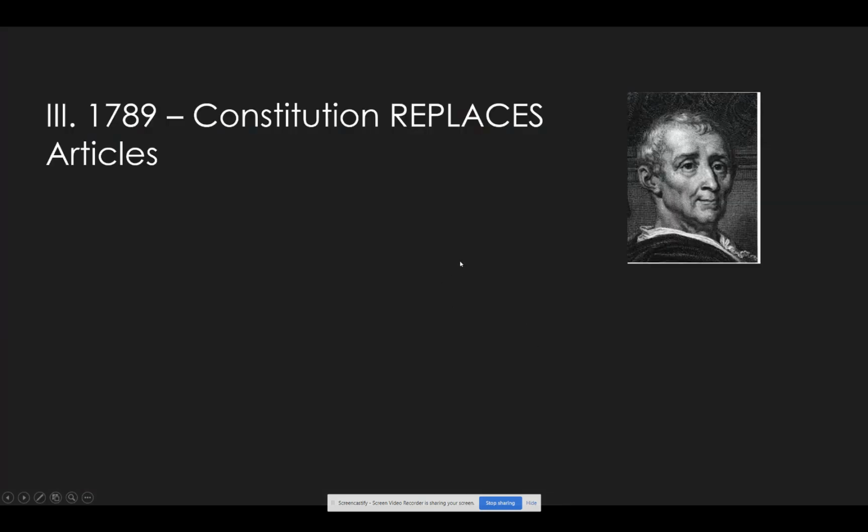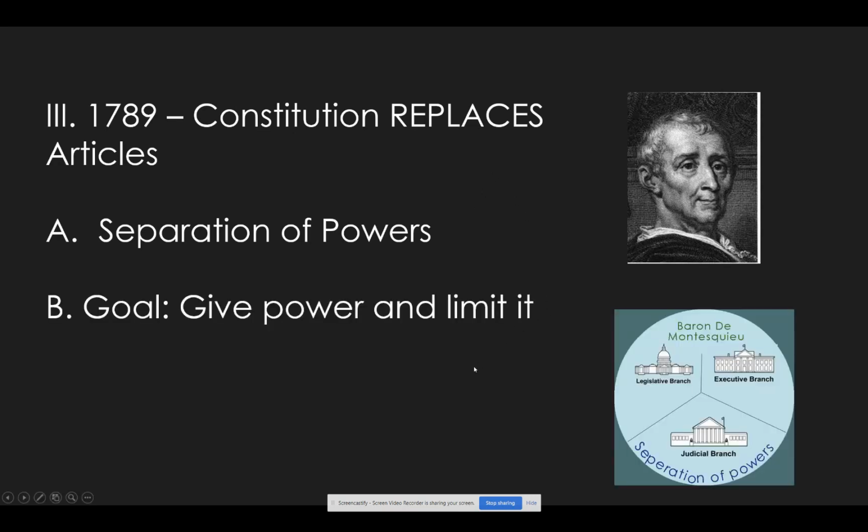Well, in 1789, the Constitution replaced the Articles of Confederation. The Constitution is still the government that we use today. And so the Constitution is based off the separation of powers. We want a government that can still maintain control, but not be oppressive. And the best way we can do that is to give power to certain branches of government, but limit their power, meaning only give them a certain task and also be able to watch over each other.